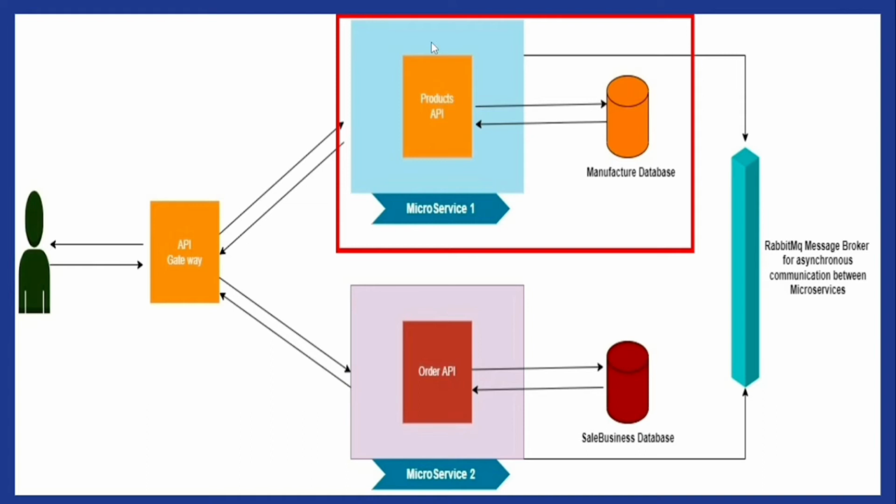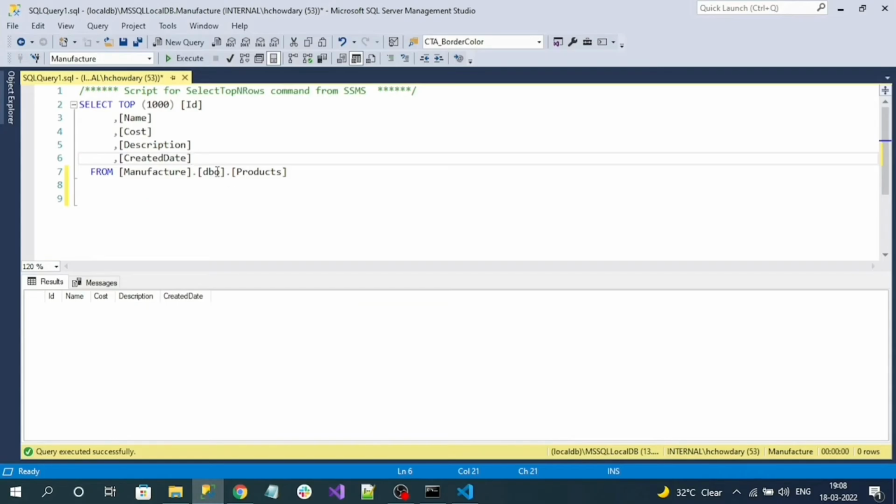And we know that we are creating the microservice that contains the product endpoint and it consumes the manufacturer database, right? From this diagram. So let's go to my SQL Management Studio. Here you can see the manufacturer database and the product table. So this table will be consumed by our product endpoint.